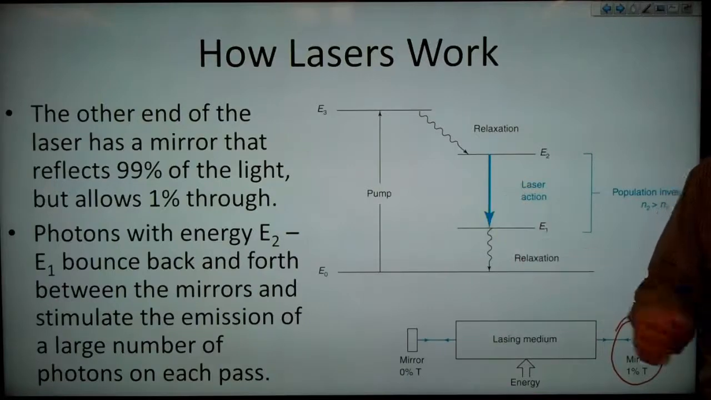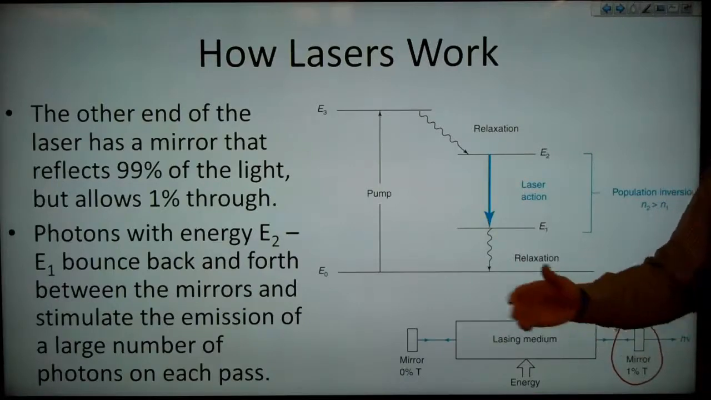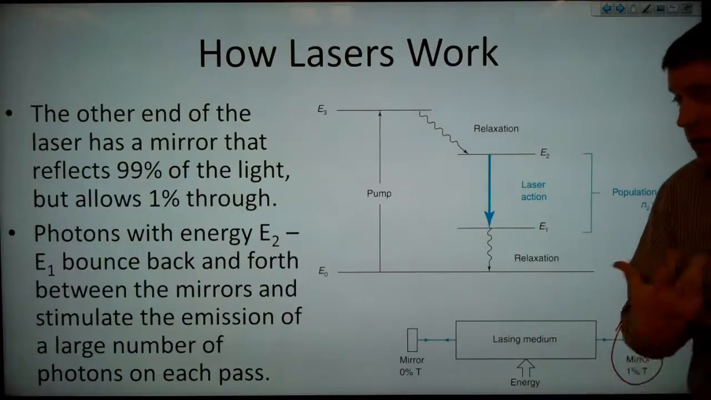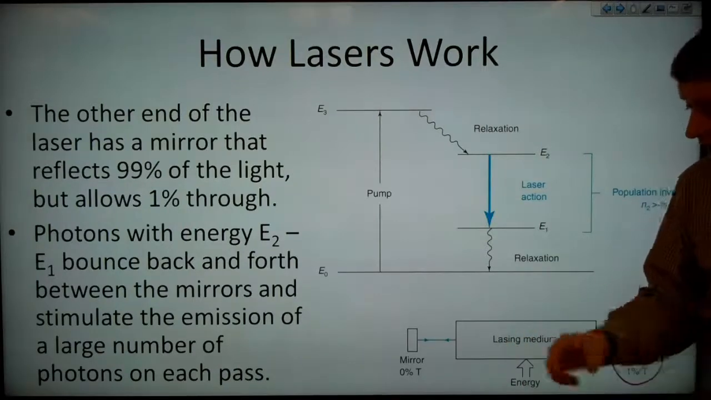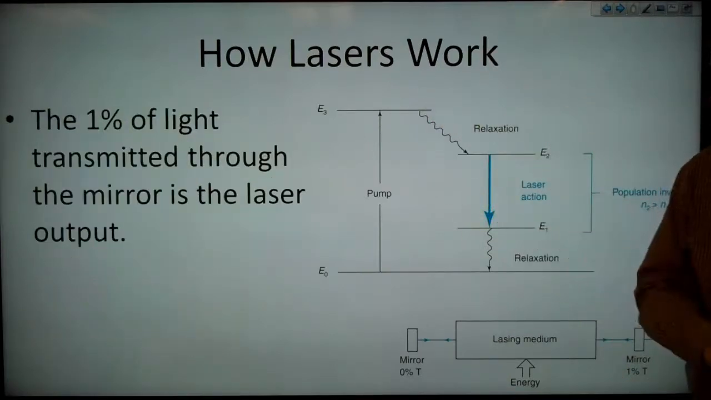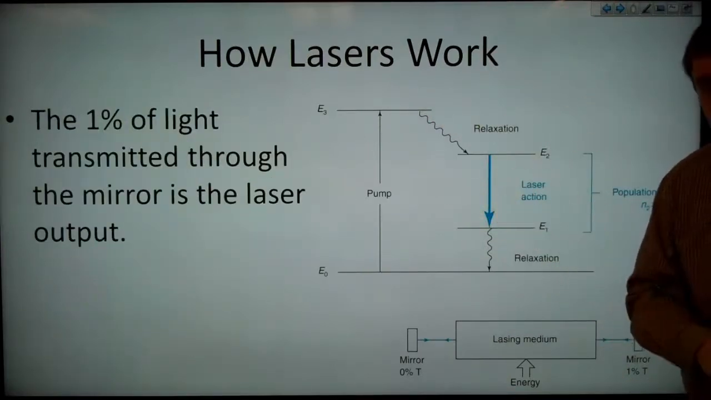And this means that photons with energy E2 minus E1 will bounce back and forth between our two mirrors and stimulate the emission of a large number of photons on every pass, and then just 1% of our light is coming out. And that 1% of light coming out is then our laser output.